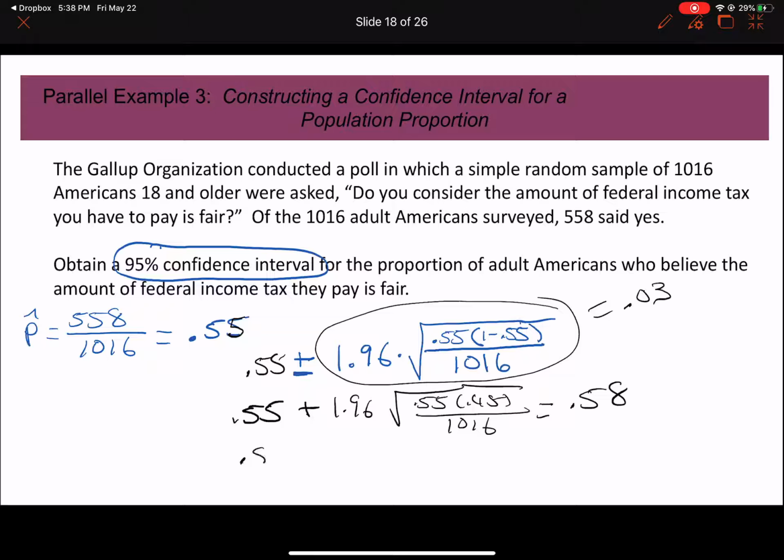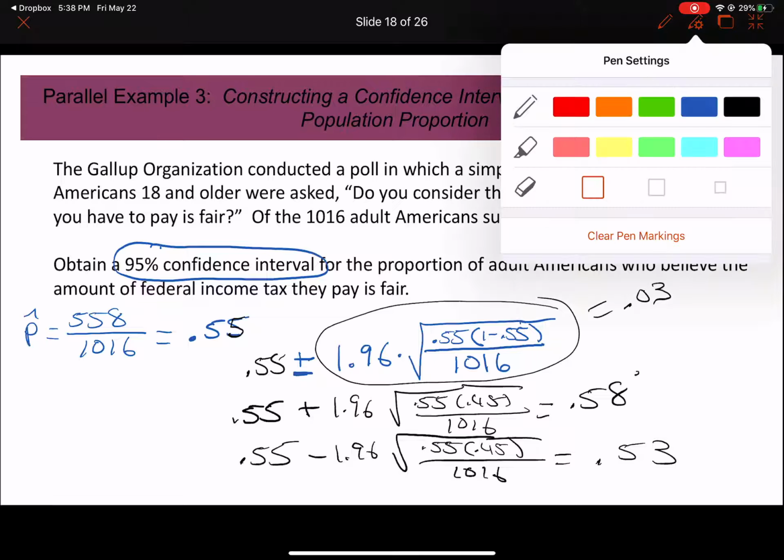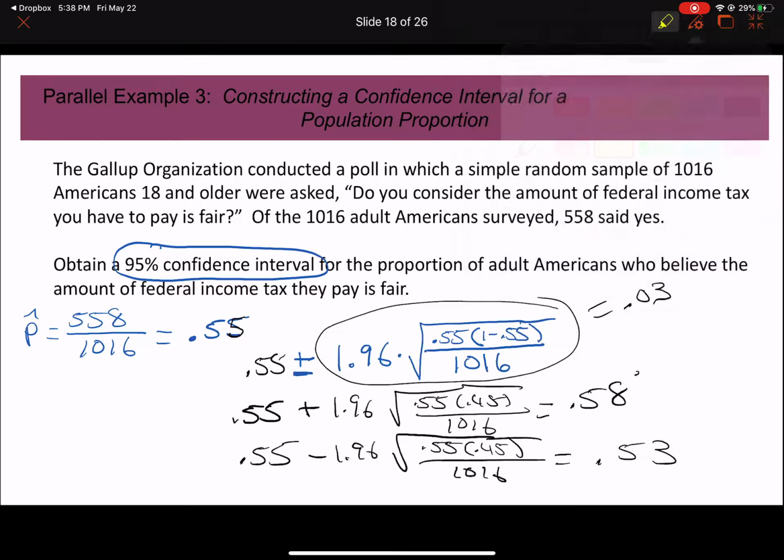So then that means 0.55 minus 1.96 times the square root of 0.55 times 0.45 over 1016 equals 0.53. So essentially, since all of that is 0.03, my margin of error is plus or minus 3%. So I added and subtracted 3%.